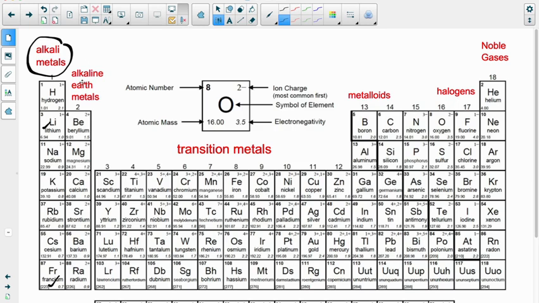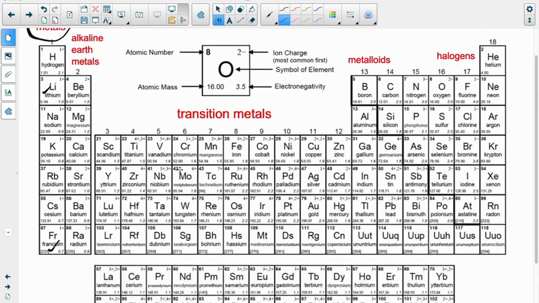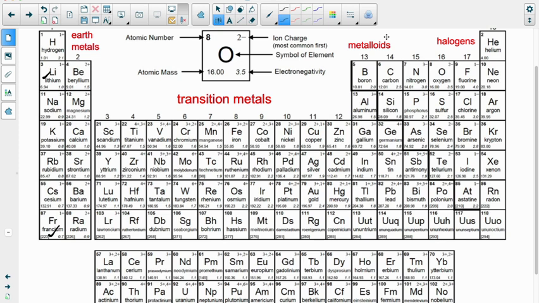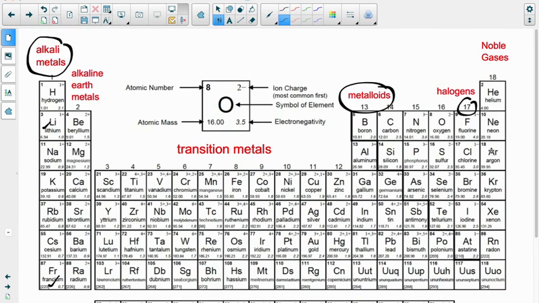Group number 2 are your alkaline earth metals. Groups 3 to 12 here in the middle are what we call transition metals. While we're talking about transition metals, these 2 rows here are what are known as inner transition metals or rare earth metals. In and around the staircase, we said we have the metalloids, which are also known as the semi-metals. Then group 17 are called halogens. And of course, lastly, the last group is called the noble gases. So you'll see that we don't give a name to groups 14, 15, and 16. If you're a halogen, you are in group 17.